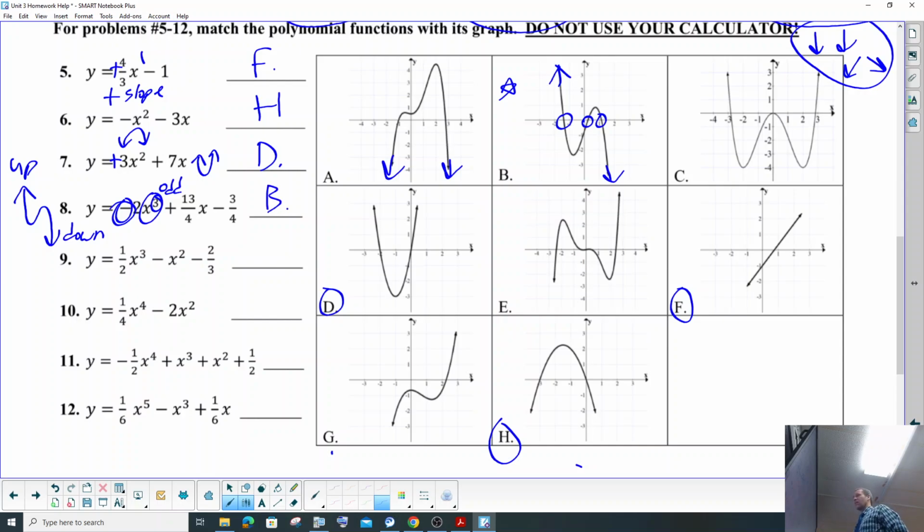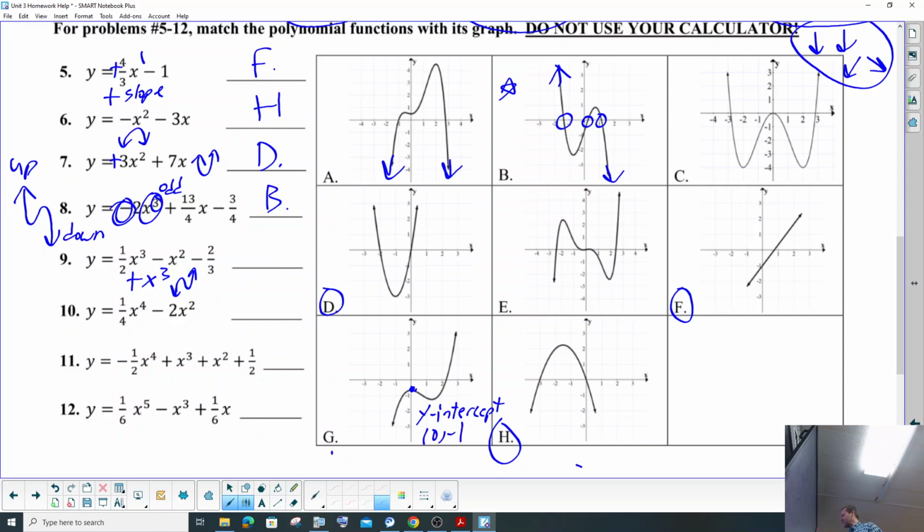Good. And then number 9 is positive, right? It's a positive x to the third power. So that means we're kind of looking for that kind of thing, right? Down and up. So here's a down and up. Ooh, what's the y-intercept? We have a y-intercept. That's another clue, you guys. We have a y-intercept at -1.